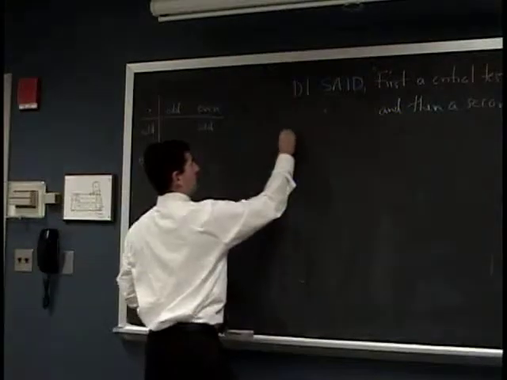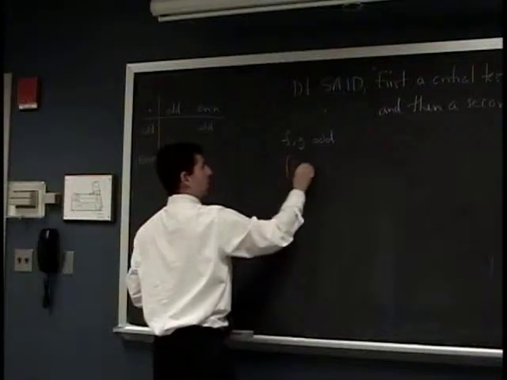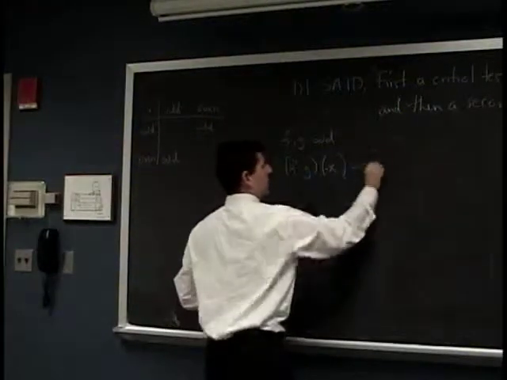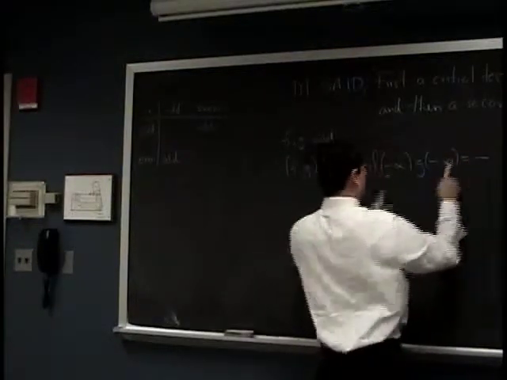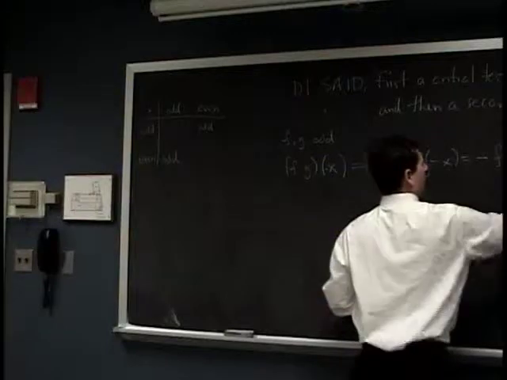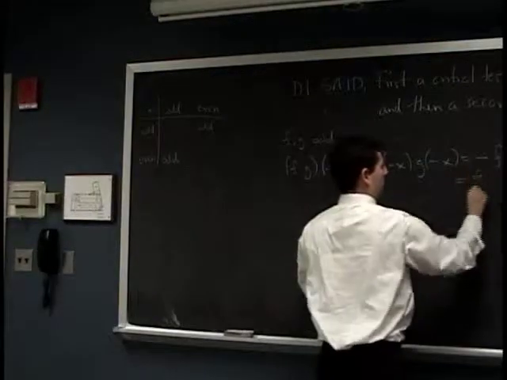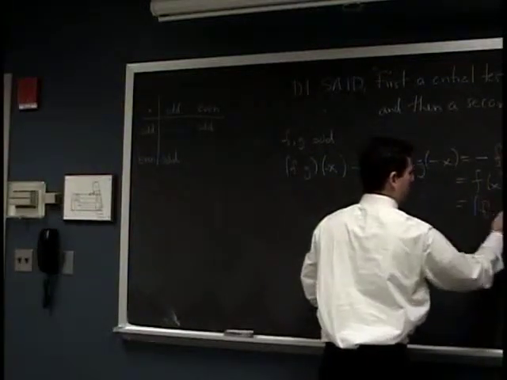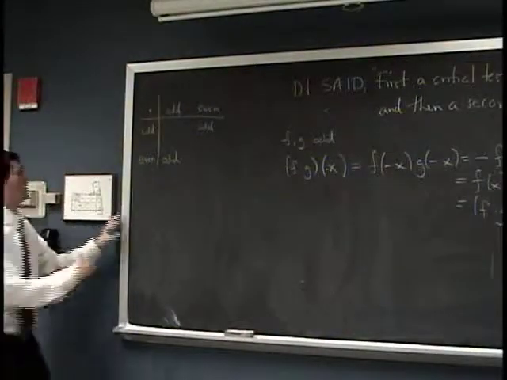Why? Well, if you have f and g both odd, then f times g of minus x is going to be f of minus x times g of minus x, which is going to be minus f of x times minus g of x. The minuses are going to cancel, so you get f of x times g of x, which is f dot g of x. So you get back what you started with. So that's an even.